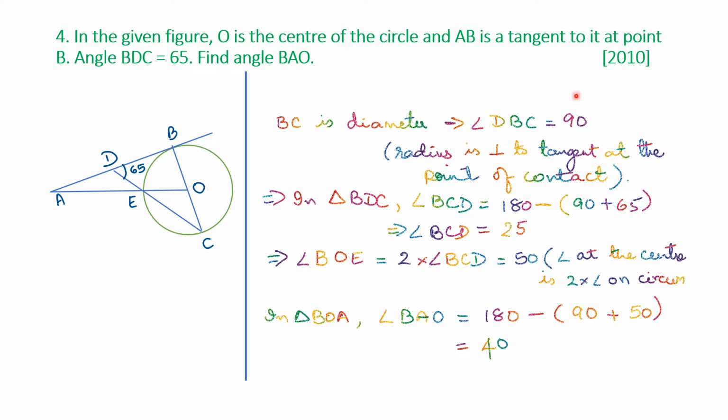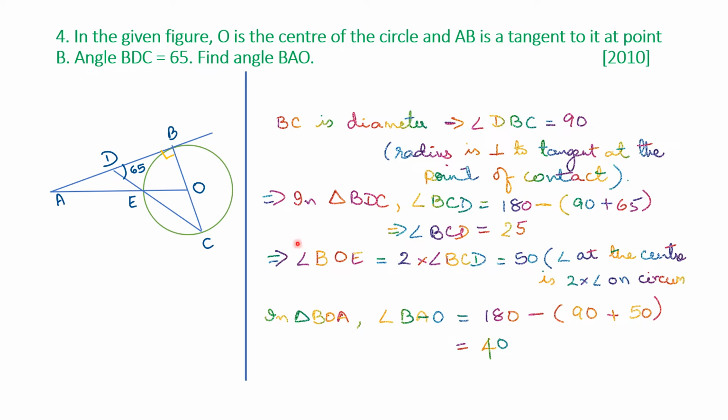This is again a board question. In this figure, O is the center of the circle and AB is the tangent. Now we have also learned that the tangent and the radius are always perpendicular to each other. So this angle is equal to 90 degrees.